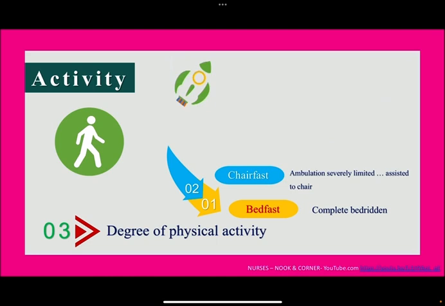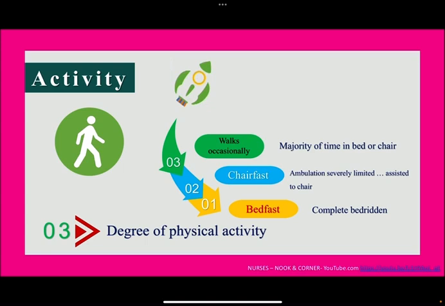Here you'll grade the patient 2 if the patient is chairfast, so the patient moves from the bed into the chair, but ambulation is very or severely limited, and he is assisted while being put into the chair or into the bed. Okay, so you grade him number 2.